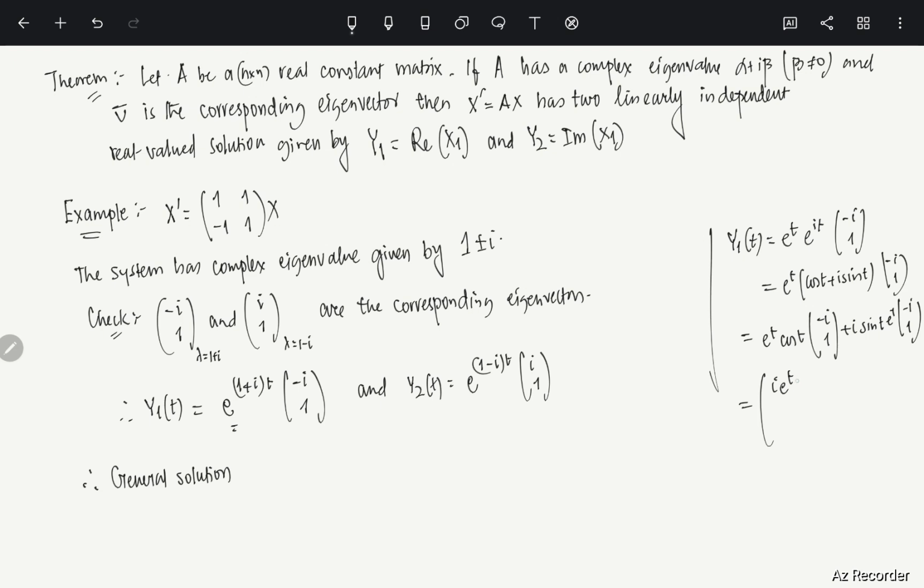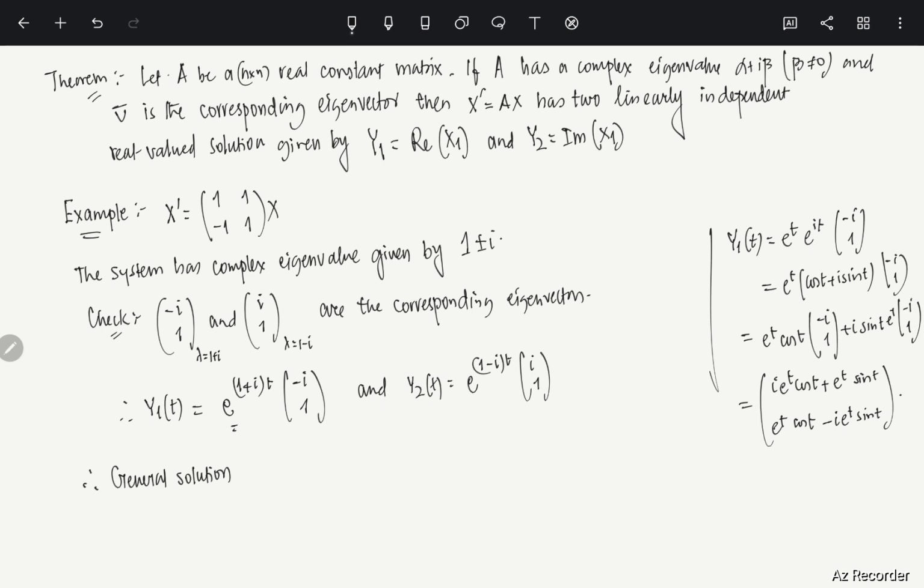i e to the power t cosine t plus e to the power t sine t. Okay, and similarly e to the power t cosine t minus i e to the power t sine t. Okay, I hope the calculation is fine. Yes, please check this part. So I hope this is fine.